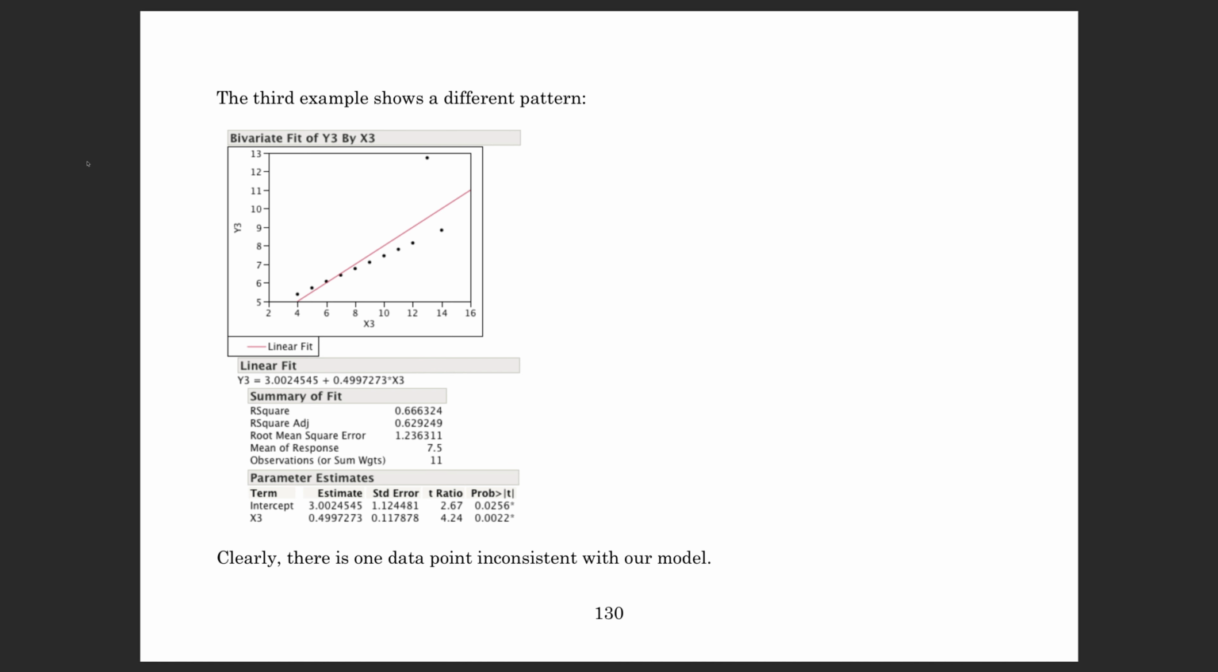Why would I say that? The honest truth is the most likely explanation of what's happening here is that somebody made a mistake. They either made a mistake when they were running the experiment, or when they were recording the data, or somewhere in the transfer process something went wrong. Clearly that one data point is inconsistent with the rest of the data points. If we remove that data point, all the remaining data points fit perfectly to a line. Again, there is no random error if we remove that one data point.